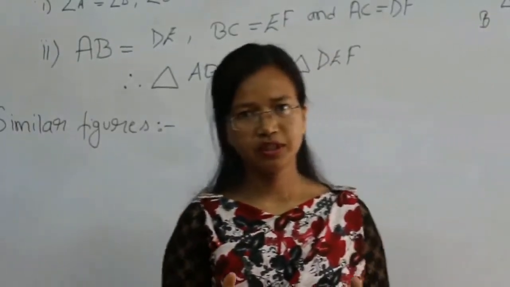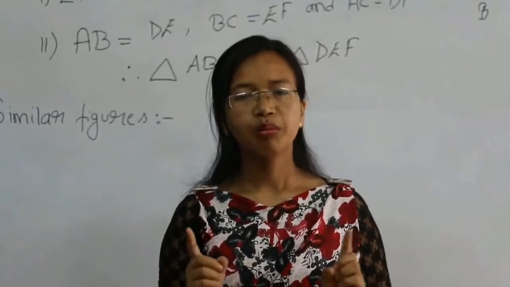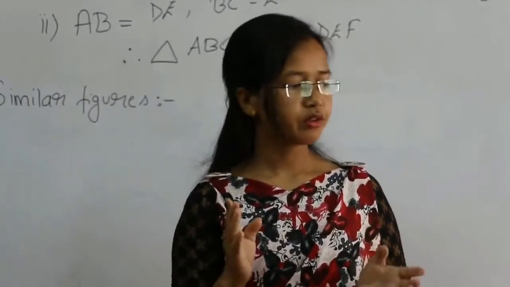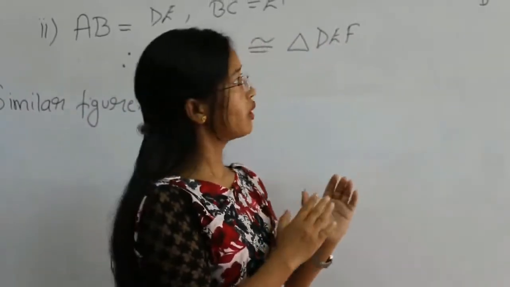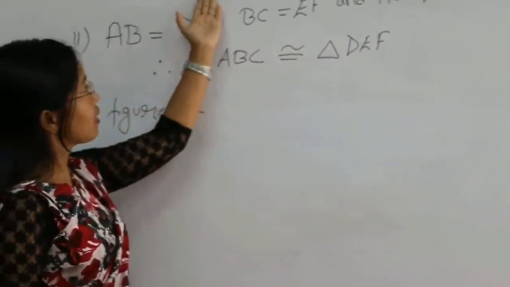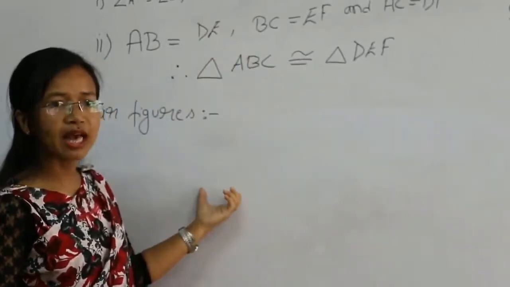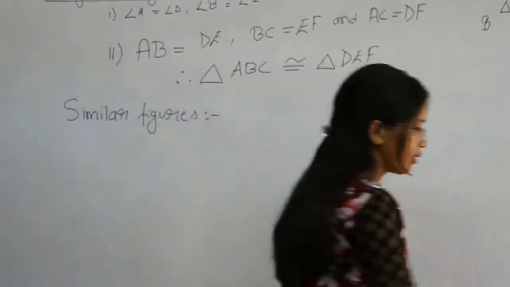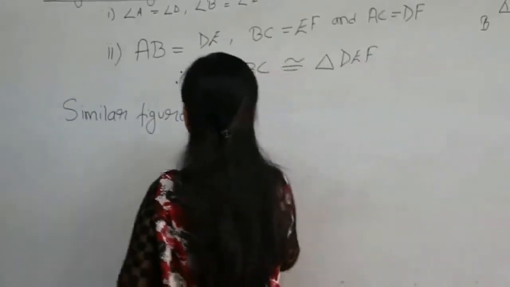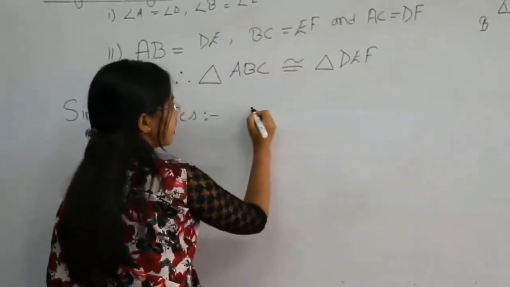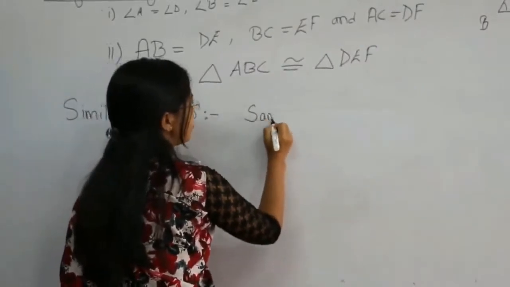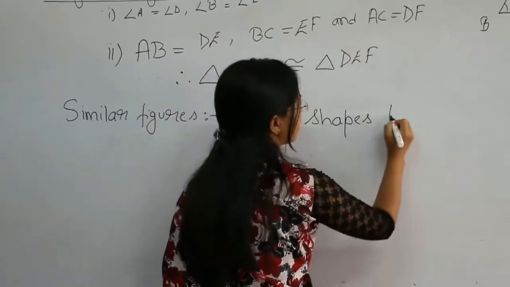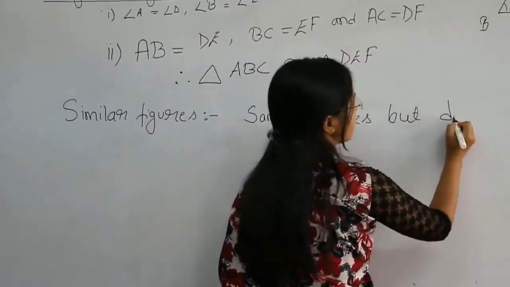whenever you have two figures having the same shape but different sizes, they are called similar figures. So don't get confused with congruent figures. In congruent figures, they have the same angles and same size, but similar figures have only the same angles but different sizes. Right? So similar figures are those figures which have the same shape but different sizes.